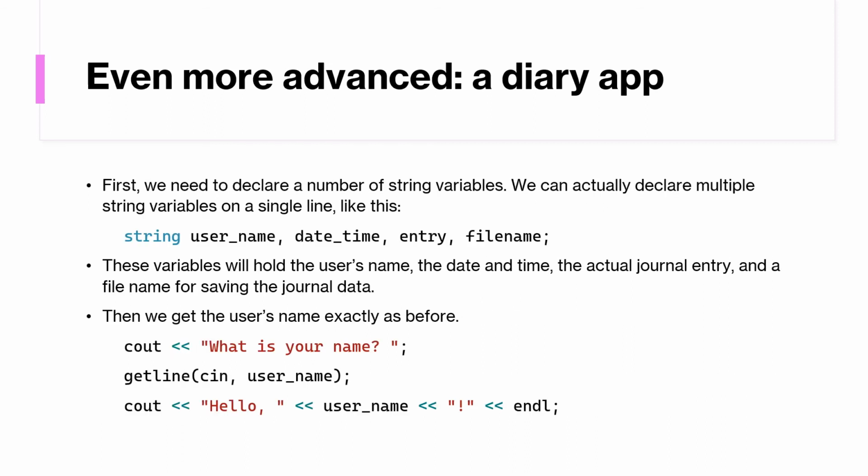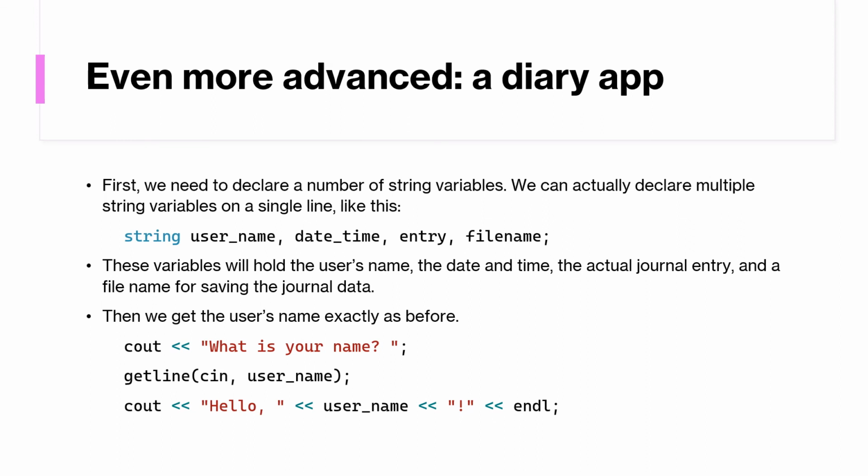So first, we need to declare a number of string variables. We can actually declare multiple variables on a single line by separating them with commas, as long as they're the same type of variable. If I had some strings and some numbers, I'd have to put them on separate lines. But I can have string username, date, time, entry, filename, all on the same line. These variables will hold the user's name, the date and time, the actual journal entry, and then a file name that we're going to use to save the journal data.